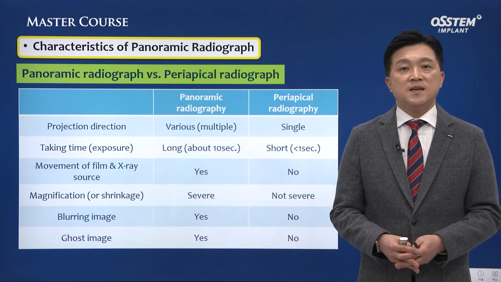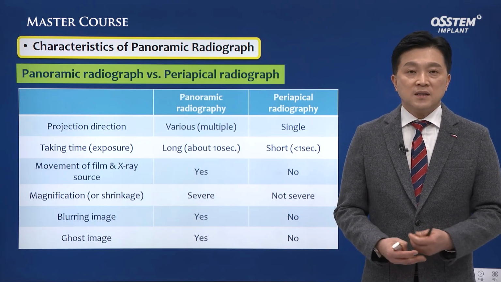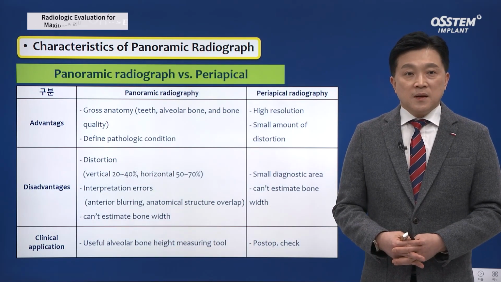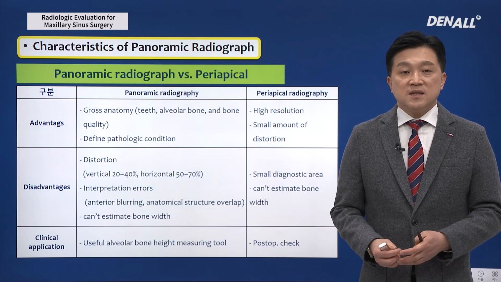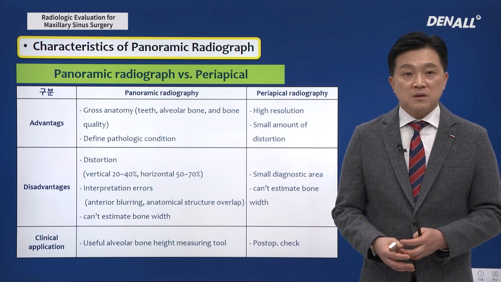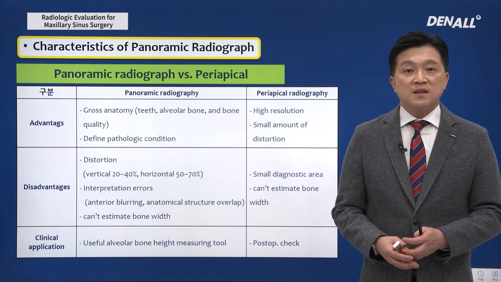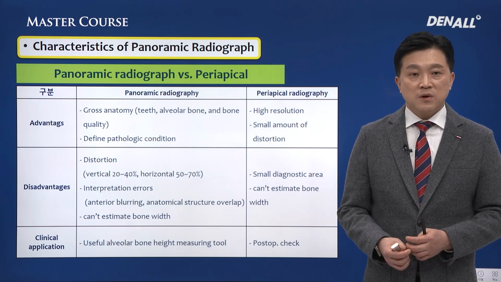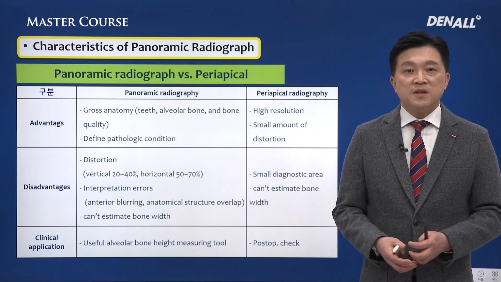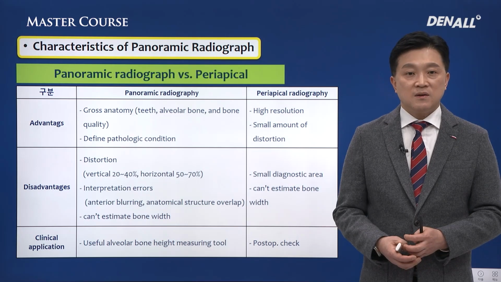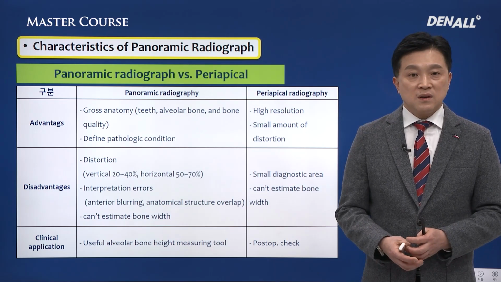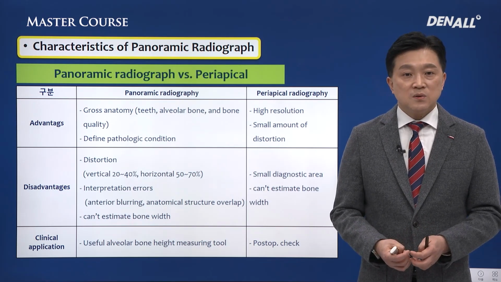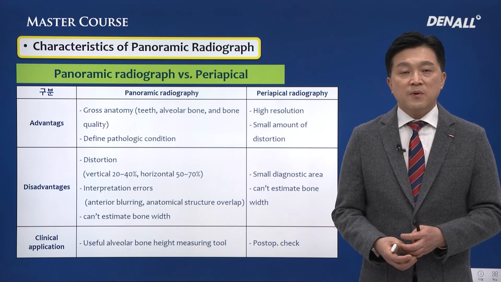So these two options are used very frequently, and CT has become more common these days. A lot of treatment plan is made based on CT. In the case of panoramic image, you can look at the overall anatomy and you can also accurately look at the pathological conditions. The downside is that it has severe distortion and there can be interpretation errors as well. As for bone width, it is very difficult to accurately determine. Clinically speaking, I think it's a very good tool to measure alveolar bone height.